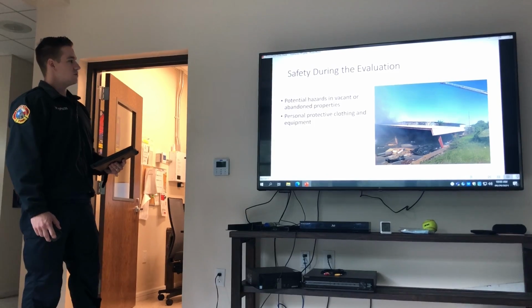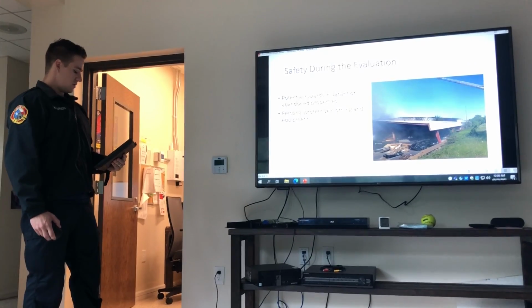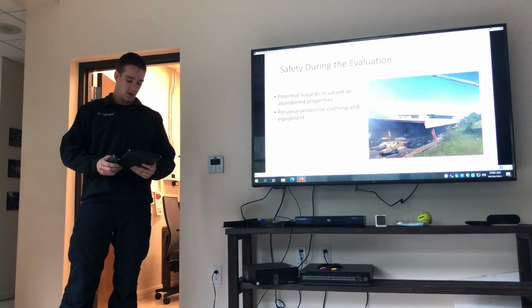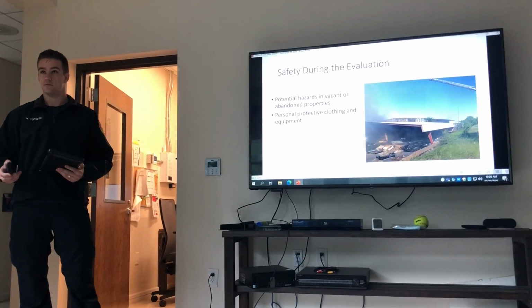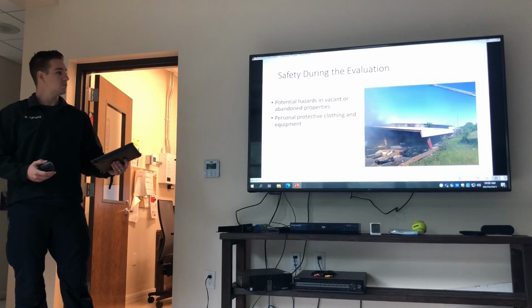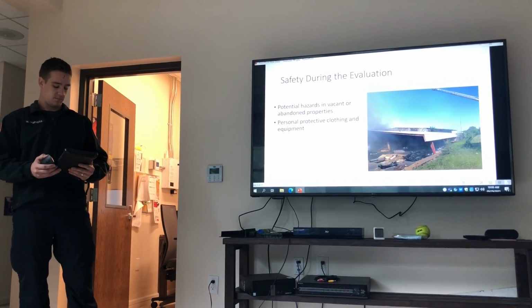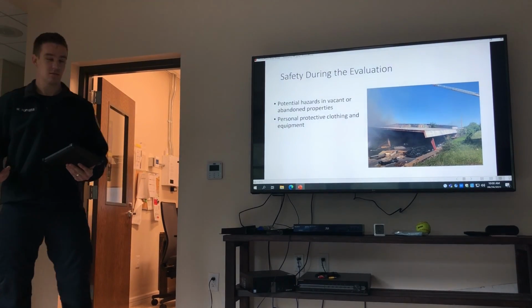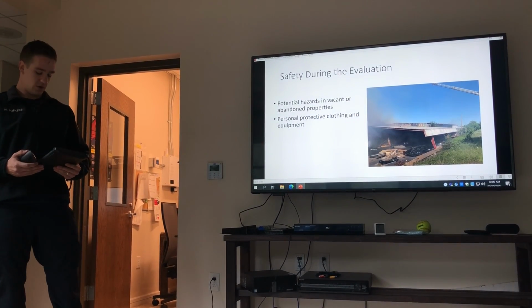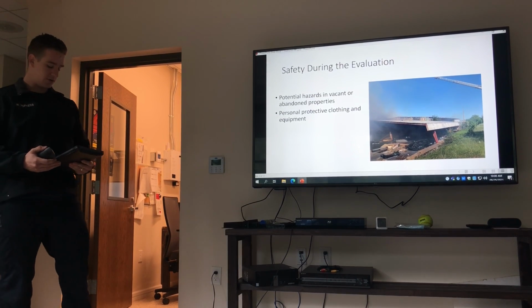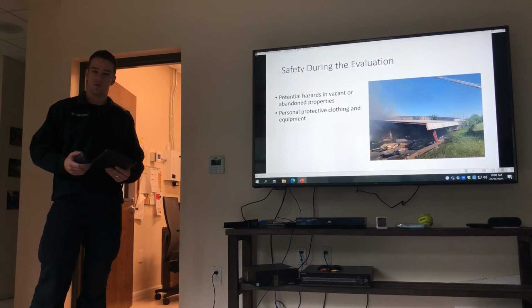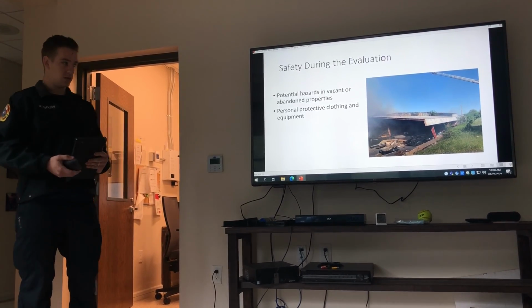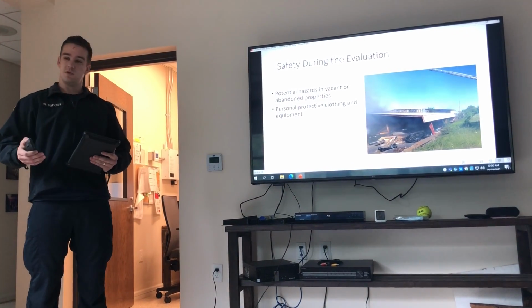All right, potential hazards and safety during the evaluation. Potential hazards of a vacant or abandoned structure include unstable structure. You might also have holes, trip hazards, standing water, vermin, so rats, cats, whatever. You might have hazardous materials on the property, unauthorized occupants, and also potential for criminal activity with people that are able to get inside.